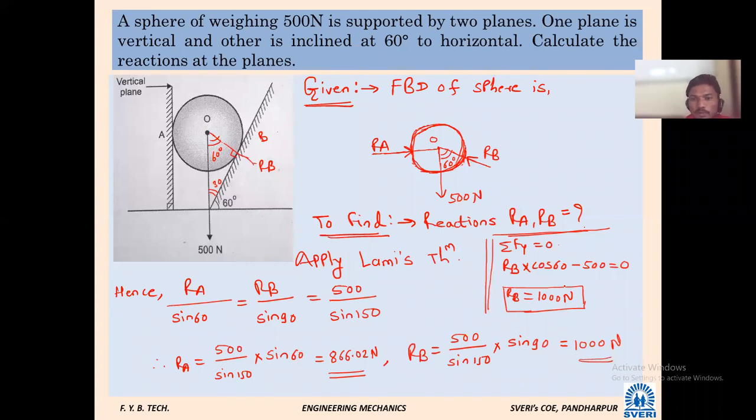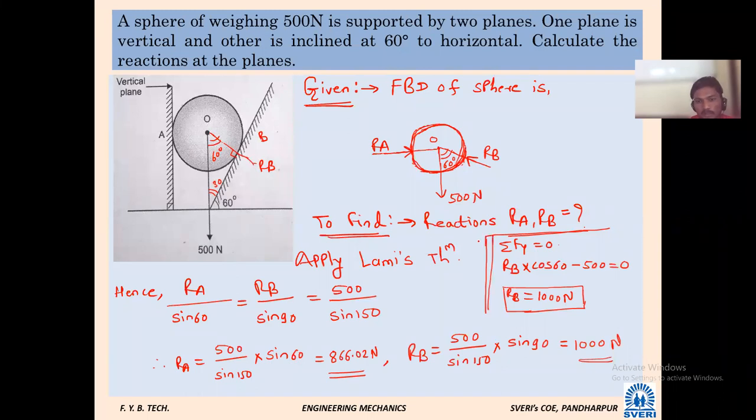Suppose you had applied summation Fx equal to 0 initially. What would have happened? Both would be unknown in that summation. RA also will come, RB also will come. You can't find two unknowns from one equation. So you have to go for the next equation, summation Fy. You will get RB. Now if you apply summation Fx equal to 0, you can find RA as well. So this is just for cross verification.